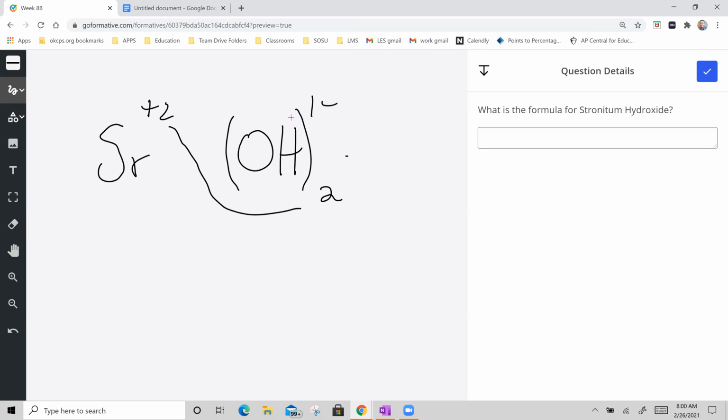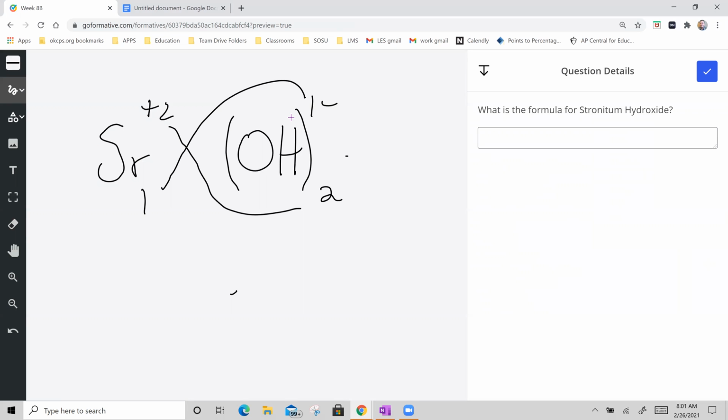And so you're going to put the 2. Notice I didn't say +2, just 2. And then you're going to put the 1 down here. Notice I didn't say -1. I just put the 1. What this means is that I have 1 strontium and 1 hydroxide.